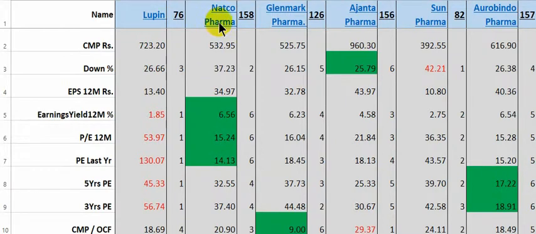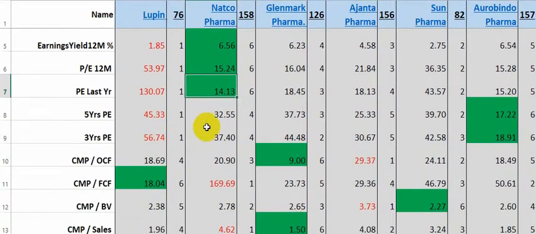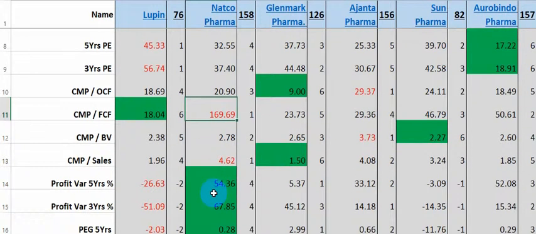So in case of Natco Pharma, which has got the highest score, it has fallen 37% from its 52 weeks high. Valuation wise also, it is quite reasonable at 15 times and 14 times its price earnings. In terms of price cash also, it is available at just 20 times. But price to free cash flow is very high at 169 times.